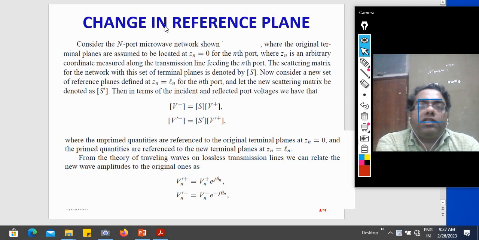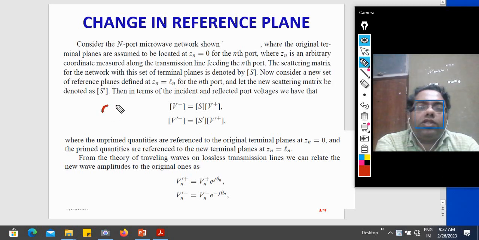So in the previous lecture we have seen the two important properties of the S matrix for a lossless network and a reciprocal network. Today we will see two other important properties of the S matrix, that is, change in the reference plane.